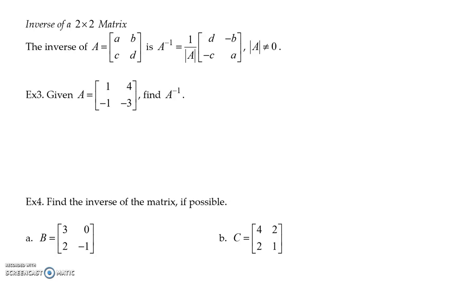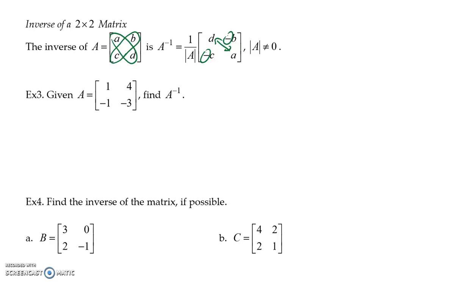And then notice a couple of things. For the entries in the main diagonal, they get interchanged. D goes to where A was, and A goes to where D was. For the entries in the off diagonal, they don't get interchanged, but we do take their opposite. So we have minus C and minus B. So those stay where they are, but we take their opposite.